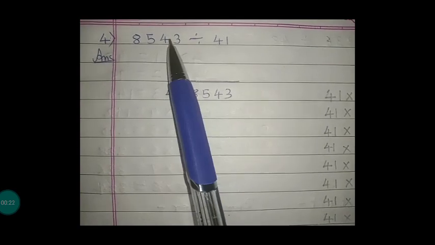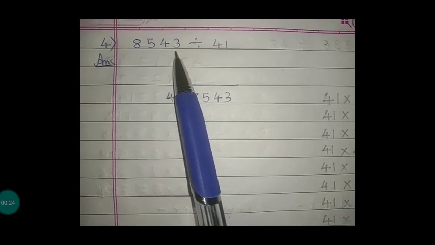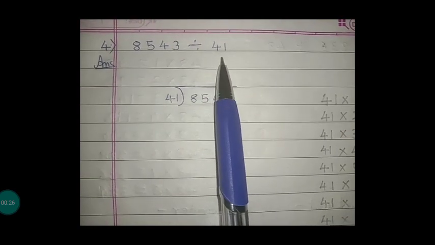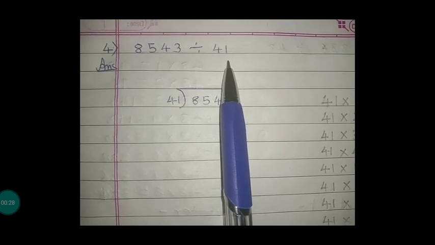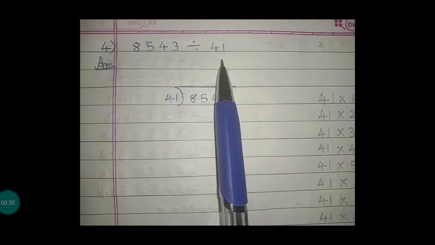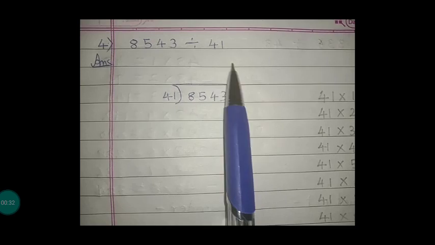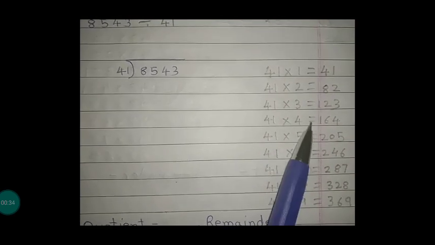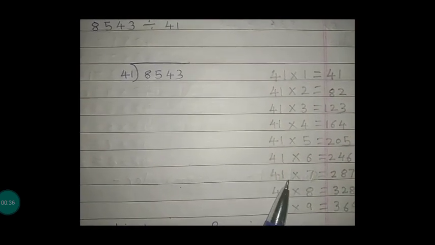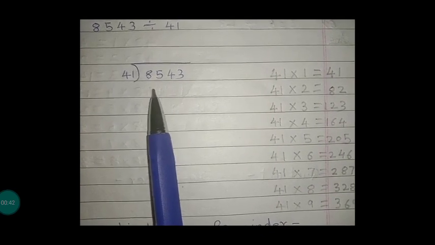Fourth question is 8543 divided by 41. So 41 is the divisor. So we will write the table of 41 here, and with the help of this table we will solve this division sum.